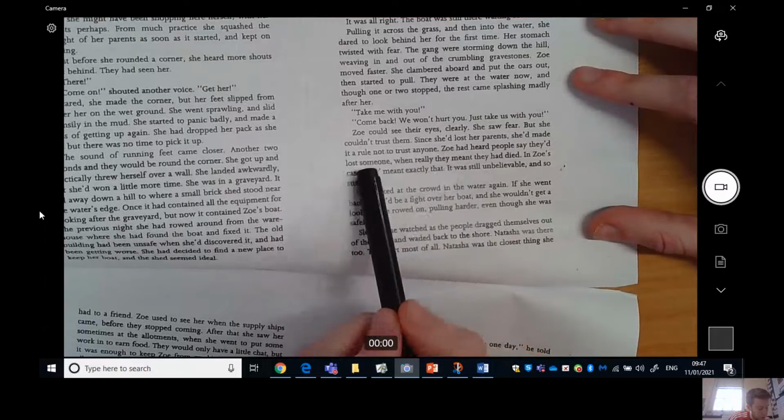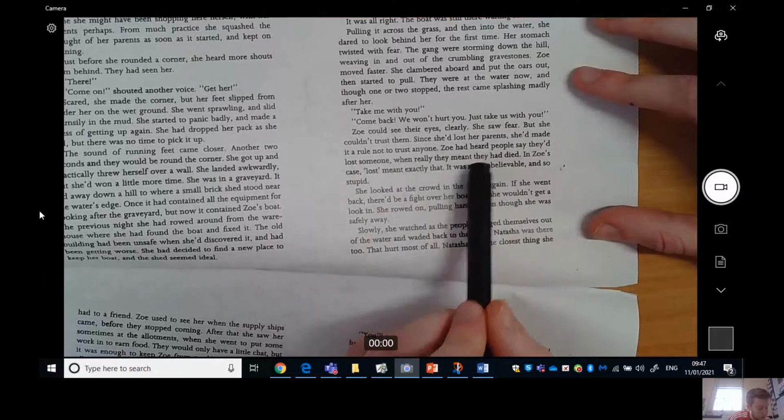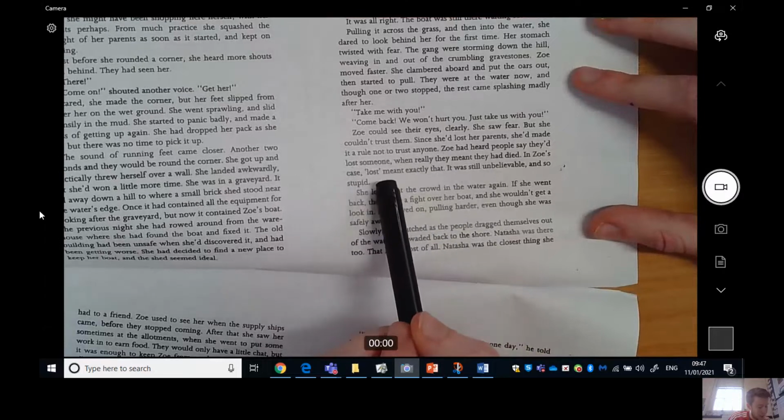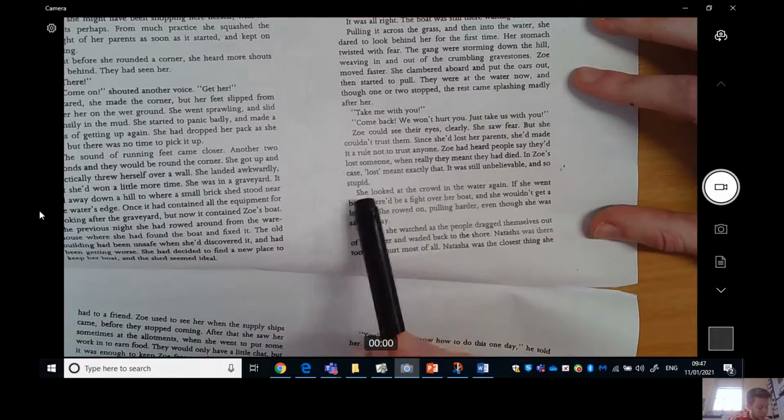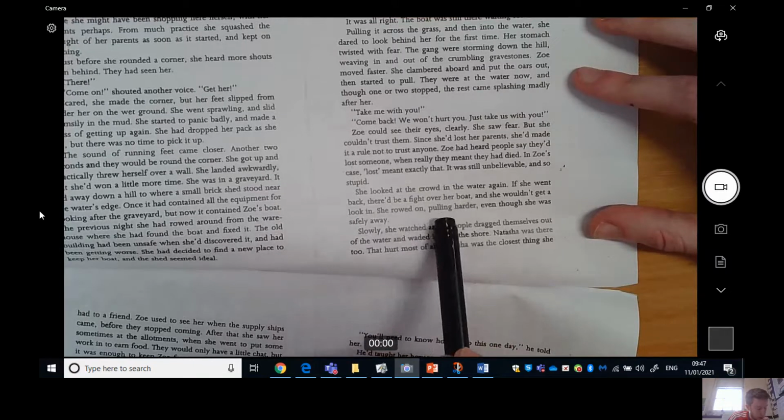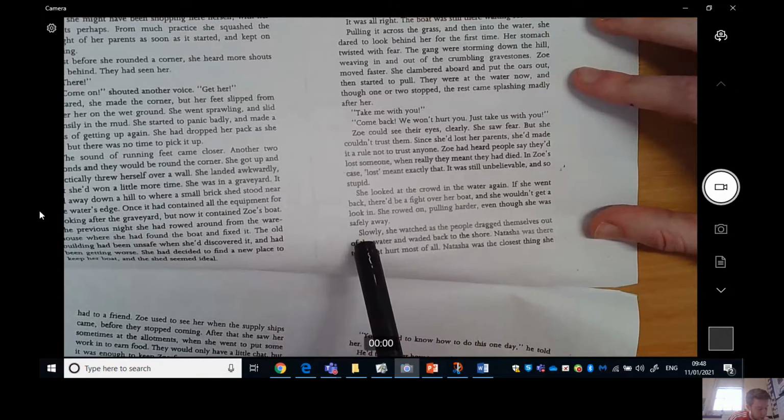Zoe had heard people say they'd lost someone when really they meant they had died. In Zoe's case, lost meant exactly that. It was still unbelievable and so stupid. She looked at the crowd in the water again. If she went back, there'd be a fight over her boat, and she wouldn't get a look in. She rowed on, pulling harder, even though she was safely away.